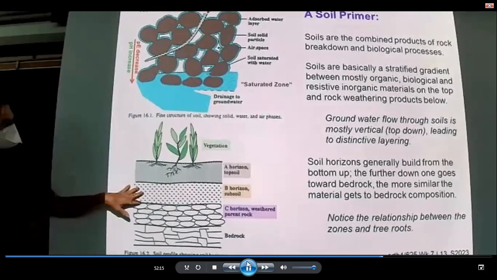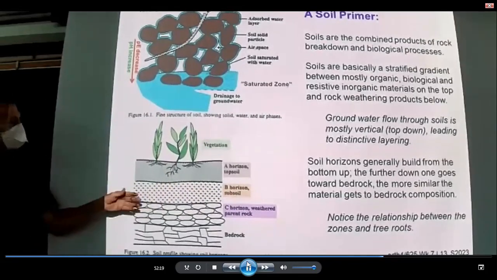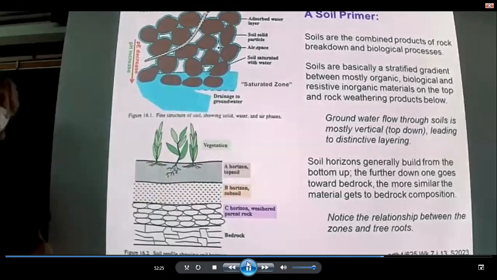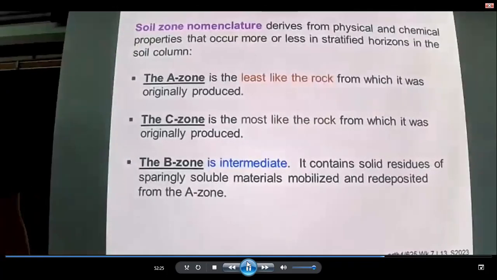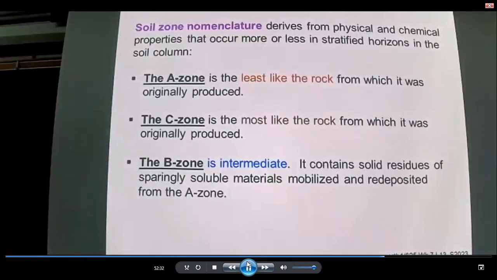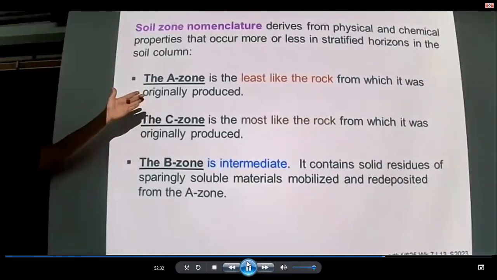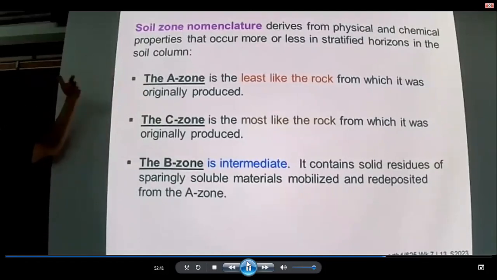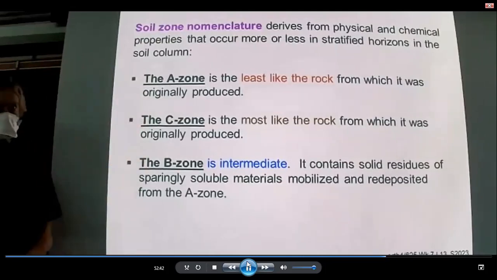Now, it turns out that of these horizons, the A horizon is the most complex and tends to have many recognizable subhorizons. It's also true that, and I will show you a bunch of pictures in a moment, these horizons don't need to be as well developed in every soil or completely present or absent in every soil. So this slide just emphasizes what I just said. The top of the soil is least like the rock that it came from. The bottom horizon is most like the rock it came from, and the B zone is intermediate.